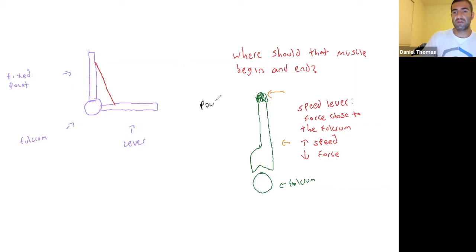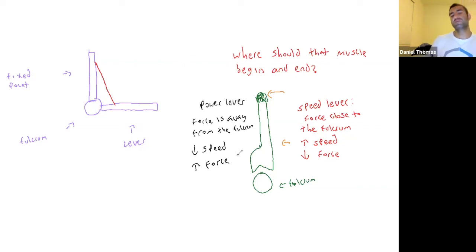So a power lever, the force is away from the fulcrum. The result is that you lose speed compared to force. Now, the downside also to this is that since the muscle is going to be more like this, the muscle actually has to contract further in order to do the same movement. So the problem is that you are going to use more energy. It would be like driving a diesel truck to get groceries when you can do the same thing with a Honda Civic. Sorry, the speed lever is going to use less energy.